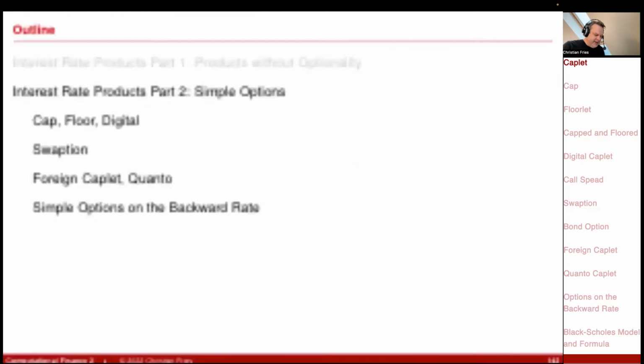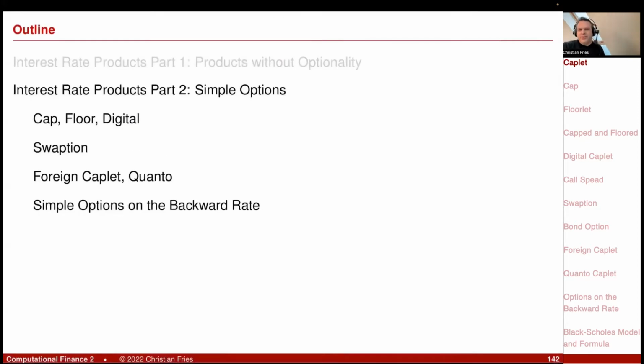So what we had last time was products without optionality, and I already made the remark that this section is a little bit linear products. So linear products, okay, that's maybe right. It was a linear function of a martingale, yeah, paying in a certain unit. It was a special situation, and we could value all linear functions of this index.